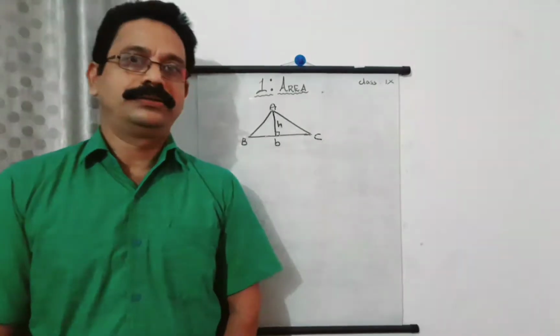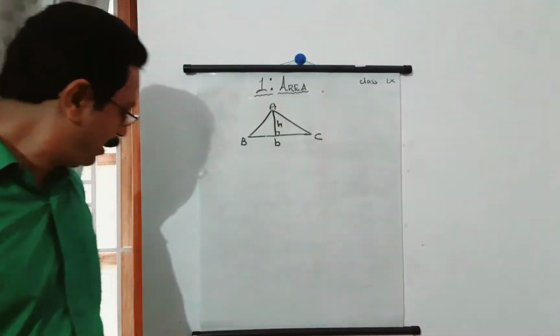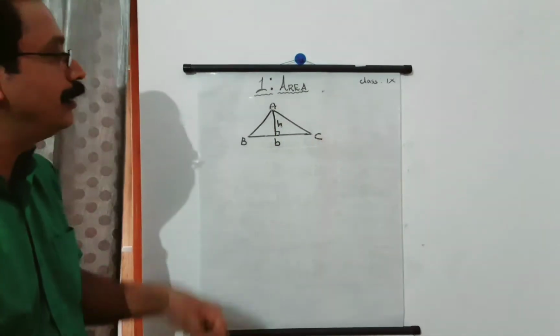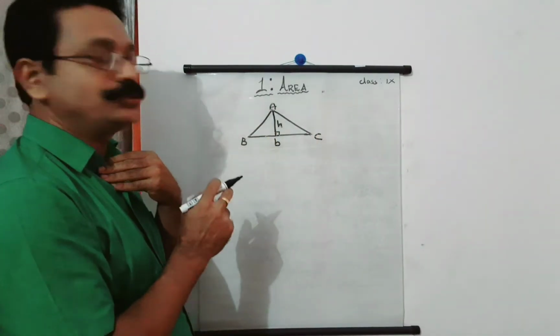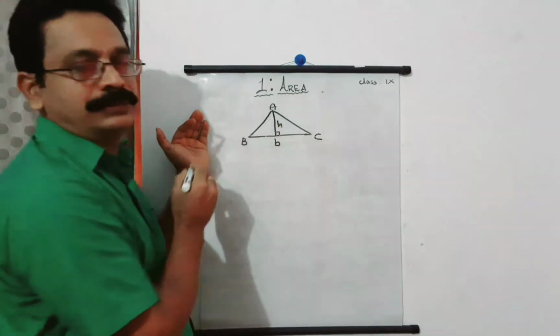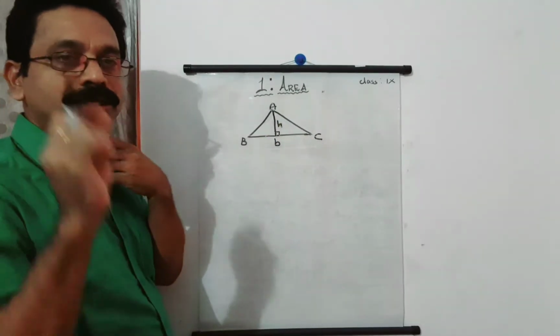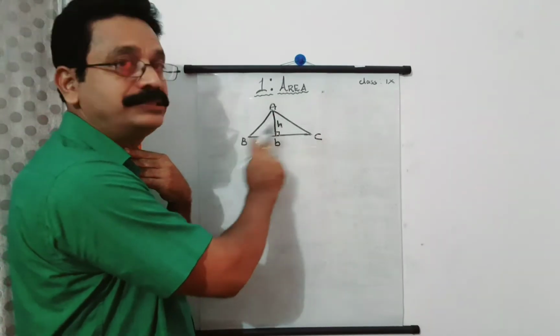Chapter 1, Area. Now look on this board. You can see triangle ABC. Which are the vertices of this triangle? A, B and C. Can you see a perpendicular from the vertex A to its opposite side BC?